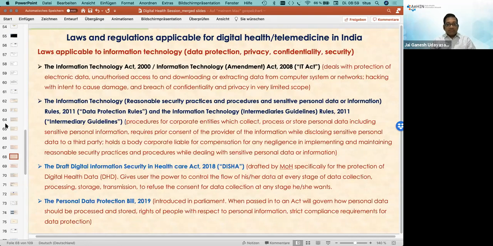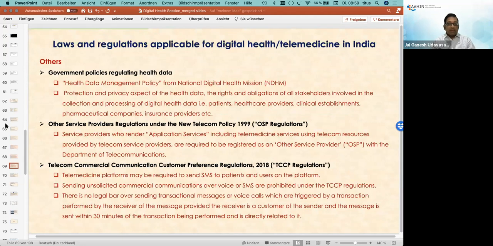A couple of laws I have mentioned are still in the parliament, and are going to make a major difference in the country in the next few years. One is related to health information security, and then of course the personal data protection bill, which I would say is an equivalent of GDPR in the EU. This is still debated in the parliament, and hopefully later this year it should come out as an act, and it is going to have a major impact on the practice of digital health or telemedicine in the country. Next slide, please. As I mentioned, there are other sets of laws which are also applicable, related to intermediaries and telecom. Next slide, please.